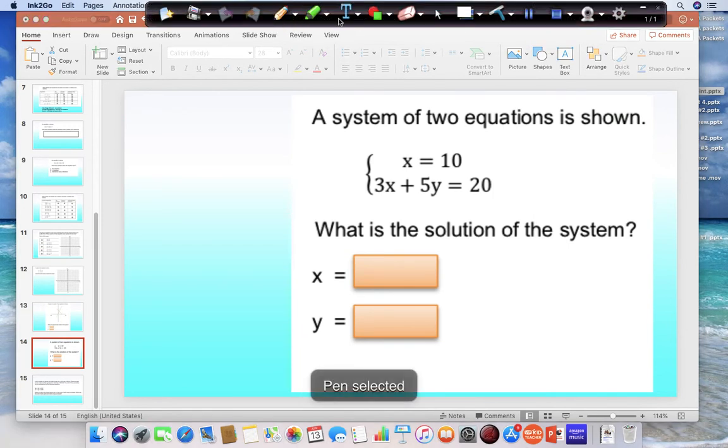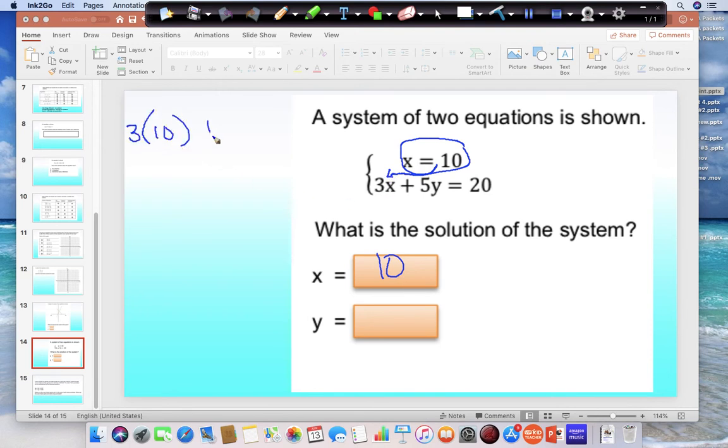Okay, a system of 2 equations is shown. What is the solution of the system? Okay, we already know that x is equal to 10. It really just tells us that right there. Okay, so now that we know that x is equal to 10, we can replace the x with 10 and solve for y. So 3 times 10 plus 5y equals 20.